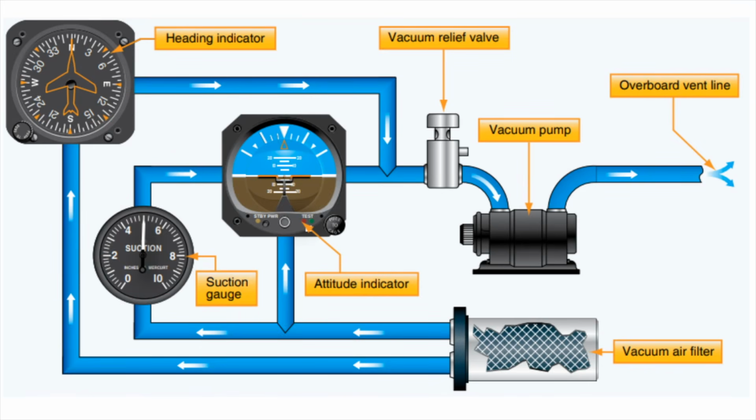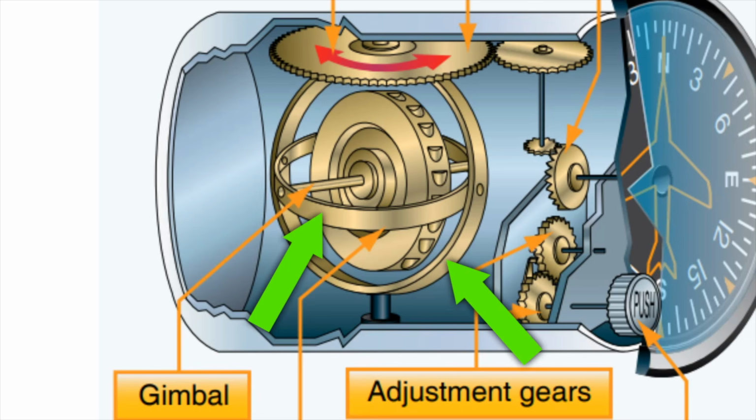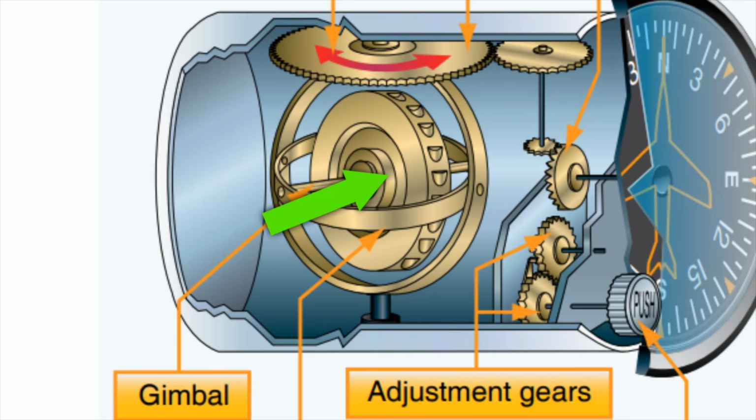Okay, so this suction spins the gyroscope inside of the heading indicator. Now, notice these two rings around the gyro rotor. These are what we call gimbals, and these allow the aircraft to move around the gyroscopic rotor without affecting its position. It just stays rigid in space, and these gimbals are then mounted to the inside of the heading indicator, so when your airplane turns, the gyro just stays right where it's at.